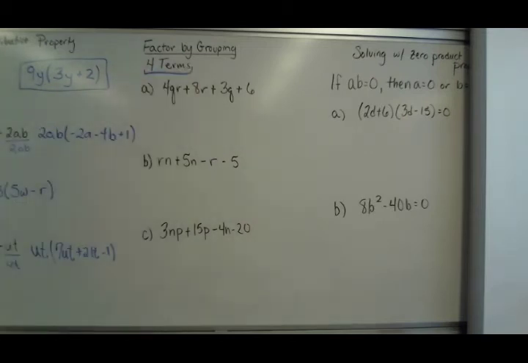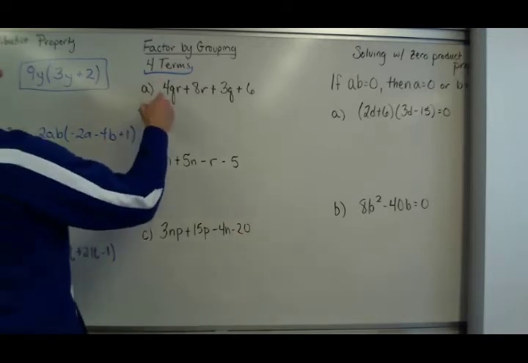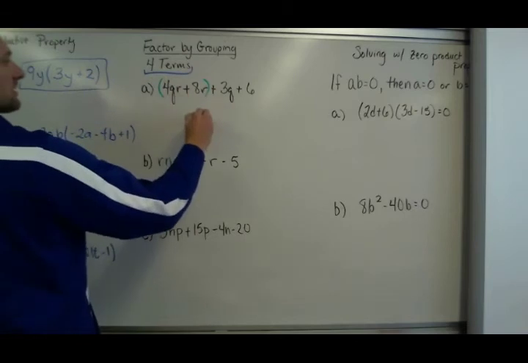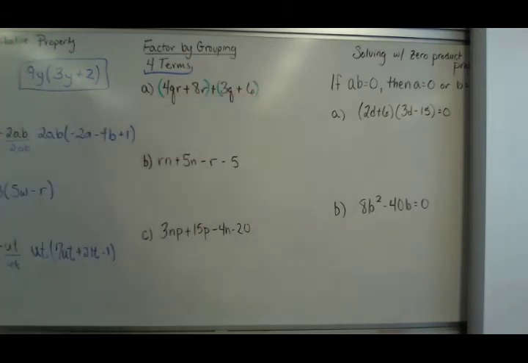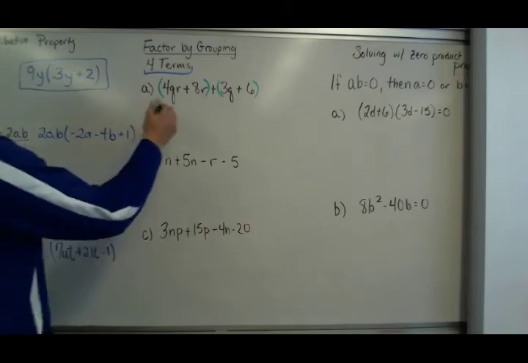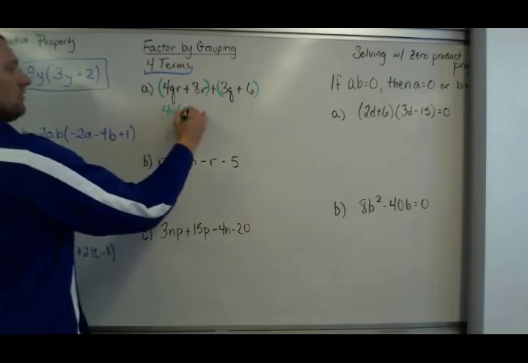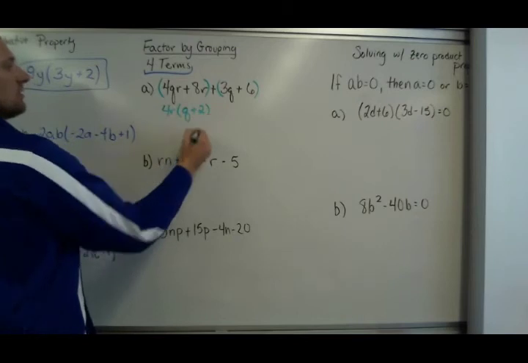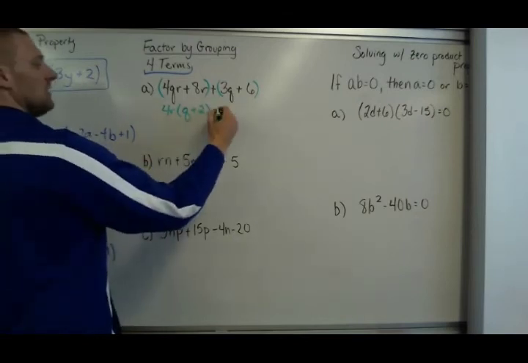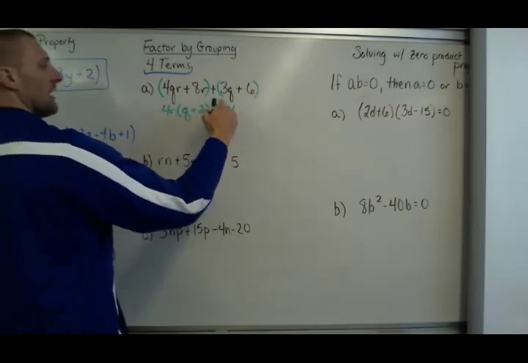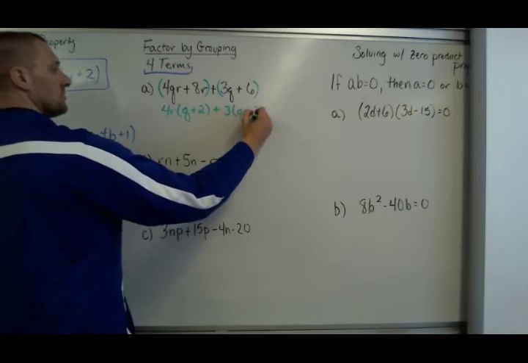Now, when you factor by grouping, you take 4 of these and break them down into 2 groups of 2. So I'm going to group things that have something in common. So these 2 have something in common, as well as these 2. And so I factor them out just like these ones. So these 2 have a 4R in common. That leaves me with a Q plus 2. These ones have a 3 in common. So I factor out the 3. That leaves me with Q plus 2.